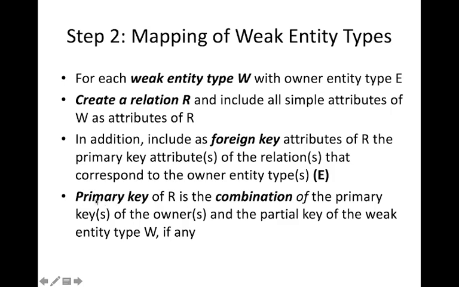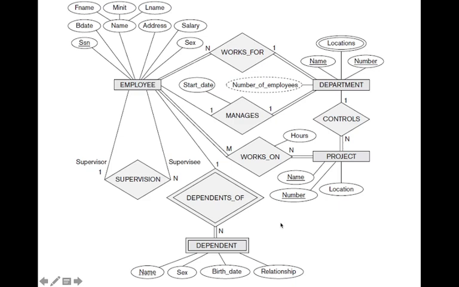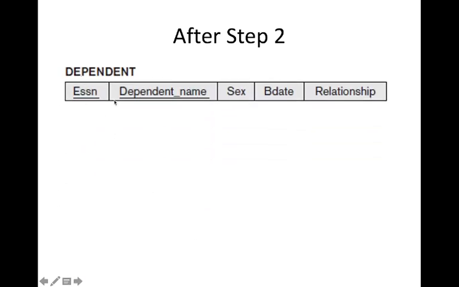What should be the primary key of the new table? The primary key is a combination of the primary key of the owner and the partial key. Here the partial key is name, and the primary key of the owner is SSN. So the combination of SSN plus name will form the primary key of this table. After step 2, we will get the table like this. The primary key of this table is the combination of ESSN and dependent name.